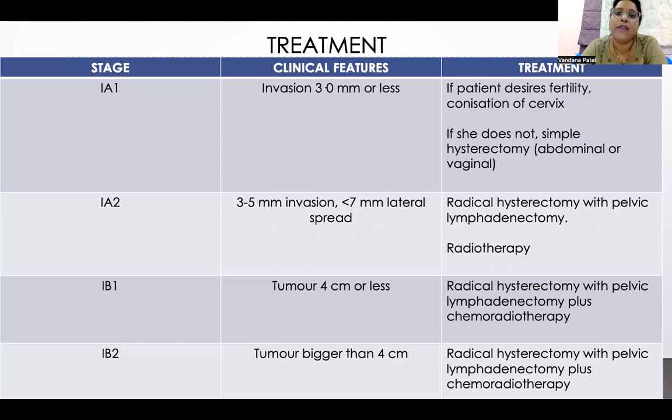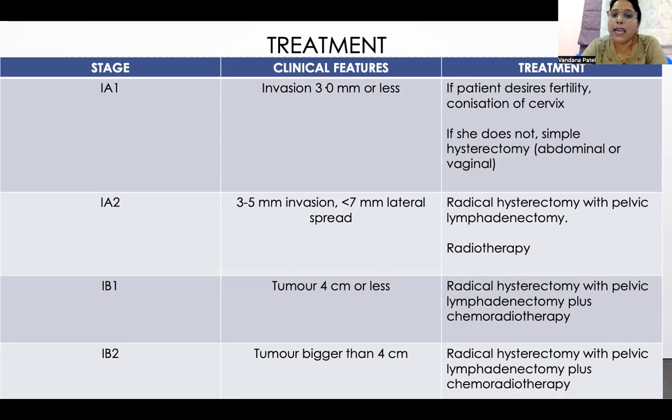It is the area where the columnar cells are converted into the squamous cells, and if uncontrolled conversion of the cells occurs, then it can lead to tumor formation. So in the conization procedure of the cervix, the aim is to remove the transformation area of the cervix. This is done only if the patient wants to conceive. But if the patient does not want to conceive, then simple hysterectomy is done. It could be abdominal hysterectomy or vaginal hysterectomy.